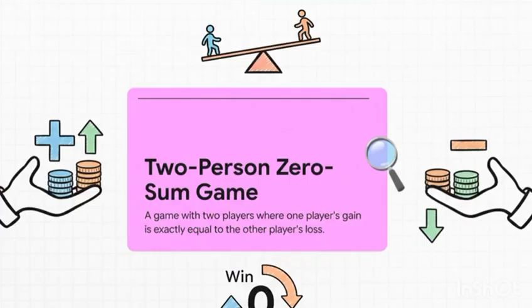This brings us to a specific type of game, a two-person zero-sum game. It's basically a closed system. If I win $10, you must have lost $10. The net change is zero, because one person's gain is perfectly balanced by the other's loss. A lot of classic competitive scenarios can be looked at this way.